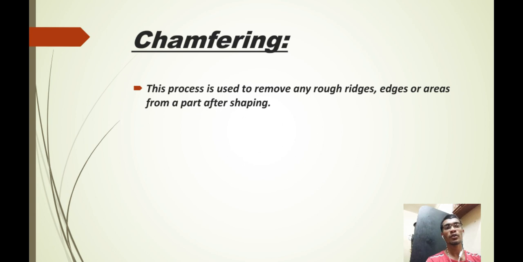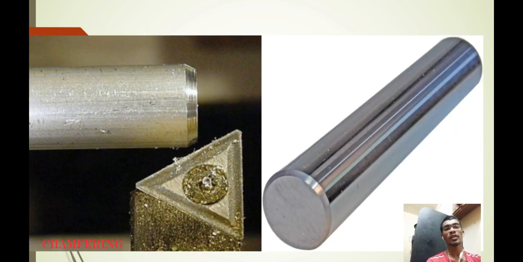This process is used to remove any rough ridges, edges or areas from a part after shaping. The purpose of performing chamfering is to provide good safety for handling the workpiece. These are the examples of chamfering.